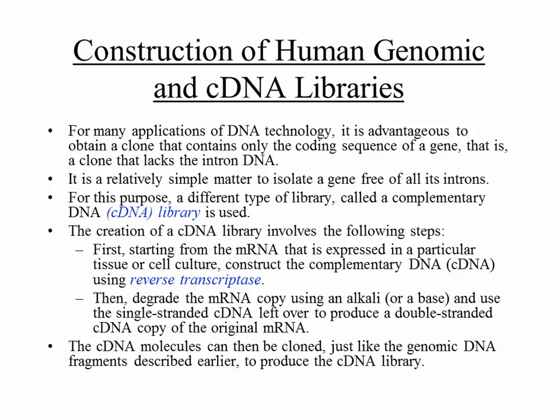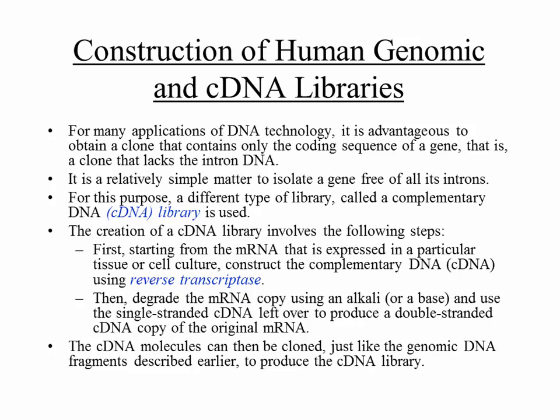For this purpose, a different type of library, called a cDNA or complementary DNA library, is used. These cDNA clones are sold commercially. If there's a particular gene you're interested in, you just pay them the money and they'll ship it to you. So the creation of a cDNA library involves the following steps. First, the starting point will be the messenger RNA, because in eukaryotes, the messenger RNA has all the introns taken out, so only the coding region is there.